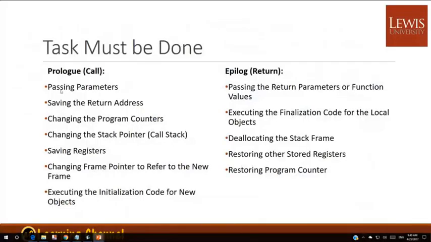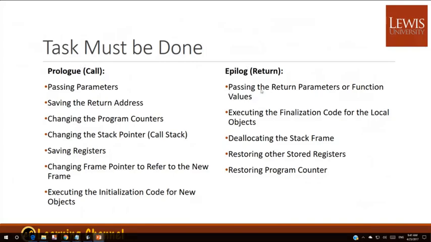So when we call a procedure, first we pass the parameters, save the return address, that is, whoever is calling you, and change the program counter. We change to a new program counter, and then we change the stack pointer to advance to the new call frame, and then we save the registers from the CPU into the call frame, and then we change the frame pointer to refer to the new call frame, and then we execute the initialization call for the new object that is a local variable. So these are the procedure for the calling part.